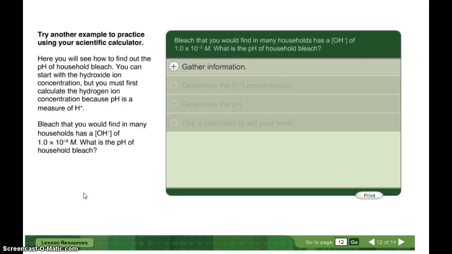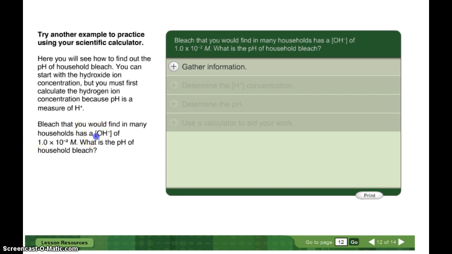This is part 3 of the 3.04, and we're almost done. So bleach that you would find in many households has a hydroxide concentration of 1 times 10 to the negative 2 molar. What is the pH of household bleach?